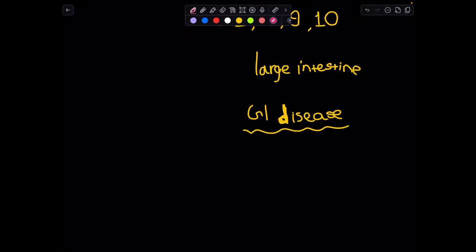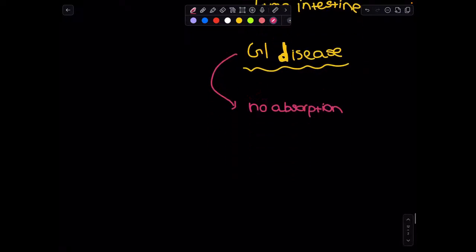Interesting. So, for instance, if you have a GI disease, how will the problem be? Is it because of no absorption? Yes, that can be a factor. GI diseases can impair absorption and disrupt gut flora, reducing vitamin K production. This can lead to deficiencies and problems with clotting.